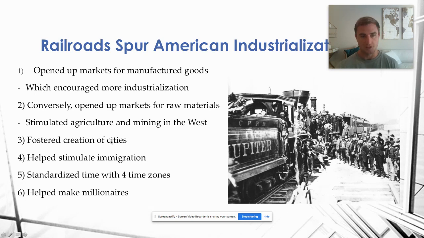We see the creation of cities, which we've talked about. Immigrants will come over to the country now, knowing that they can quickly get over to available land and farms out west. The time zones are created by the railroads because all of the different cities had different times, and therefore it was dangerous. You could get into railroad accidents. And then more than any other single factor, railroads helped make millionaires.